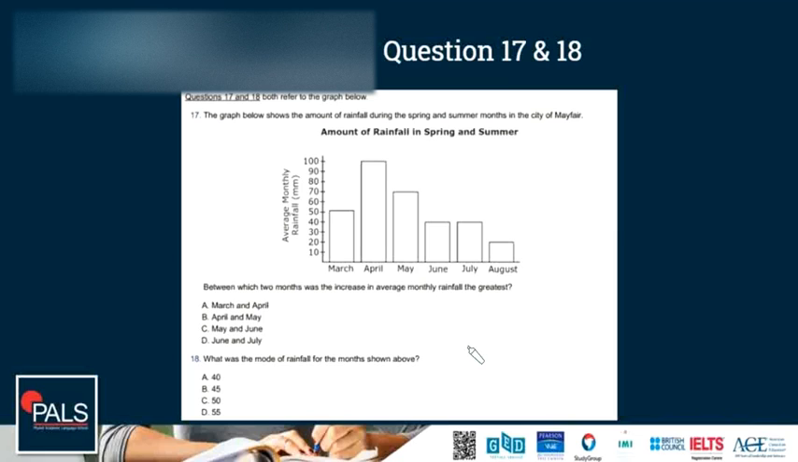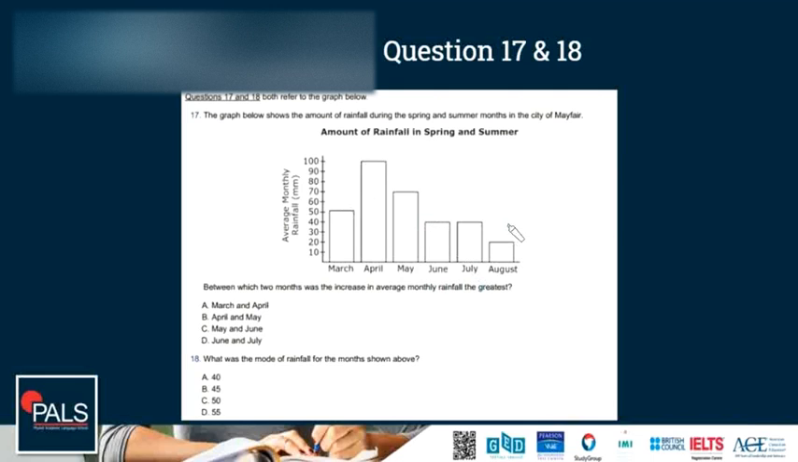And let's look at questions 17 and 18, which are related to the graph below. The graph below shows the amount of rainfall during the spring and summer months in the city of Mayfair. Amount of rainfall in spring and summer, March, April, May, June, July, August, and amount of rainfall, average monthly rainfall in millimeters. Between which 2 months was the increase in average monthly rainfall the greatest?